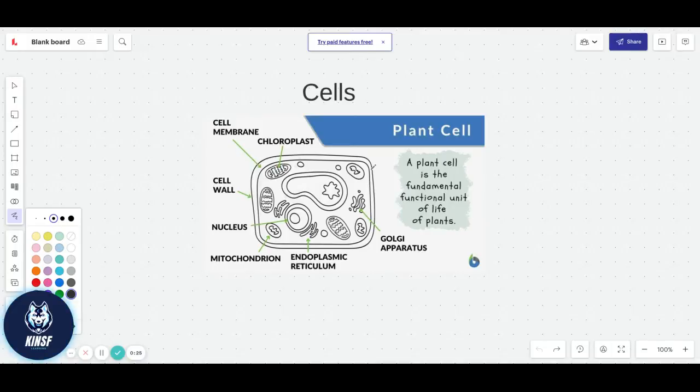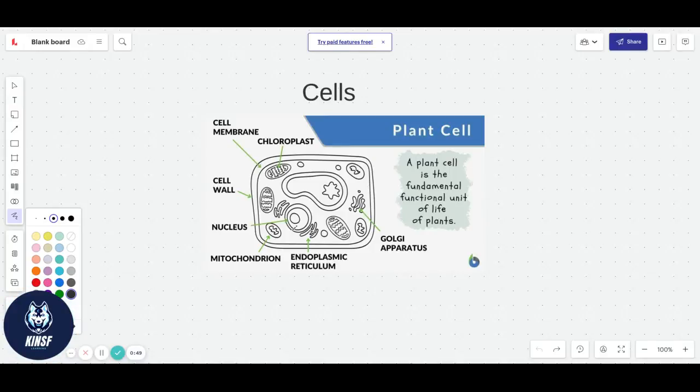Next we have the Golgi apparatus. So this is basically the cell packager. If you want to send something out of the cell, it goes to the Golgi apparatus and gets packaged for transport. So the Golgi apparatus is right here. It's this kind of wavy structure.